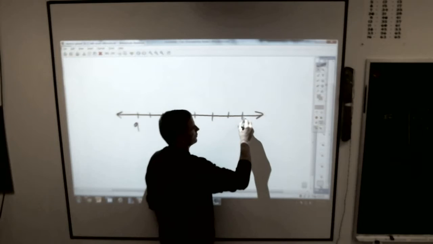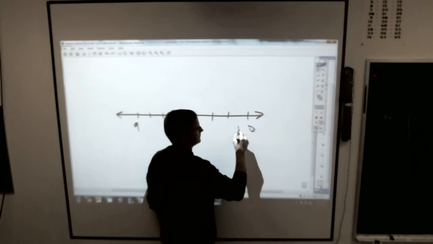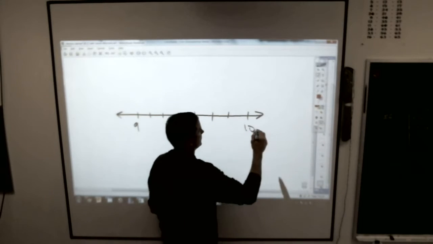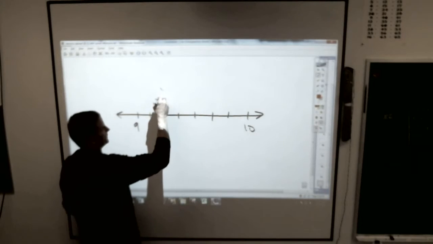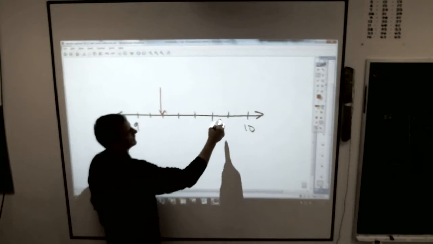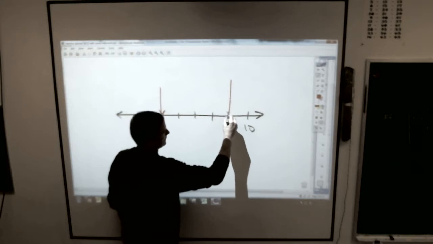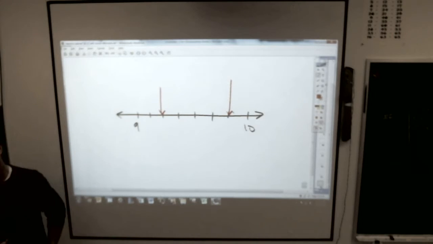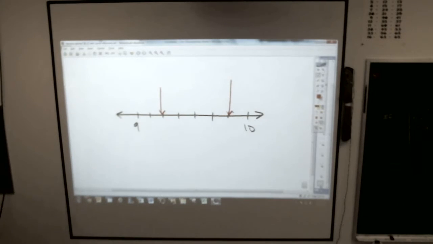Do the magic of this board. Missed a little bit. I'll do a couple things here. What if I had an arrow pointing here? And what if I had an arrow pointing there? Those 2 arrows are pointing at what fractions? Actually, it's a mixed number if you have a whole number and a fraction.